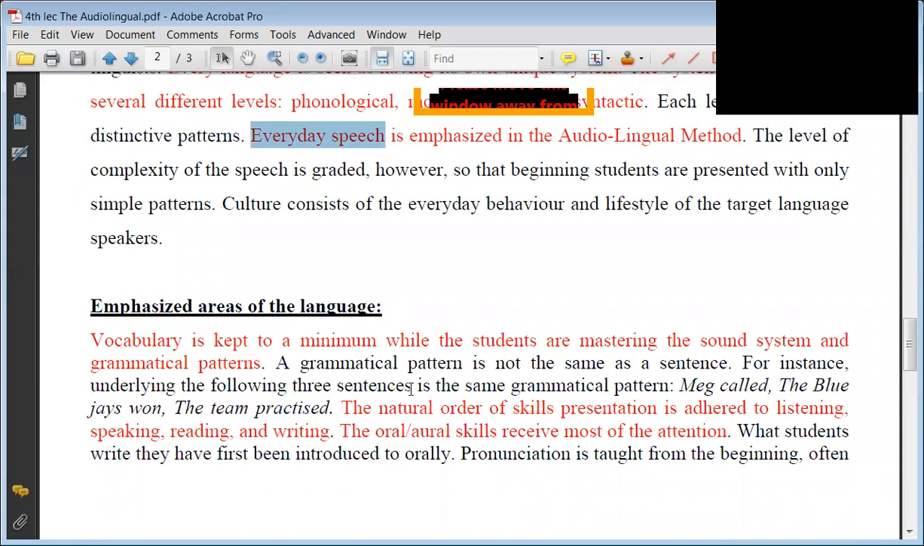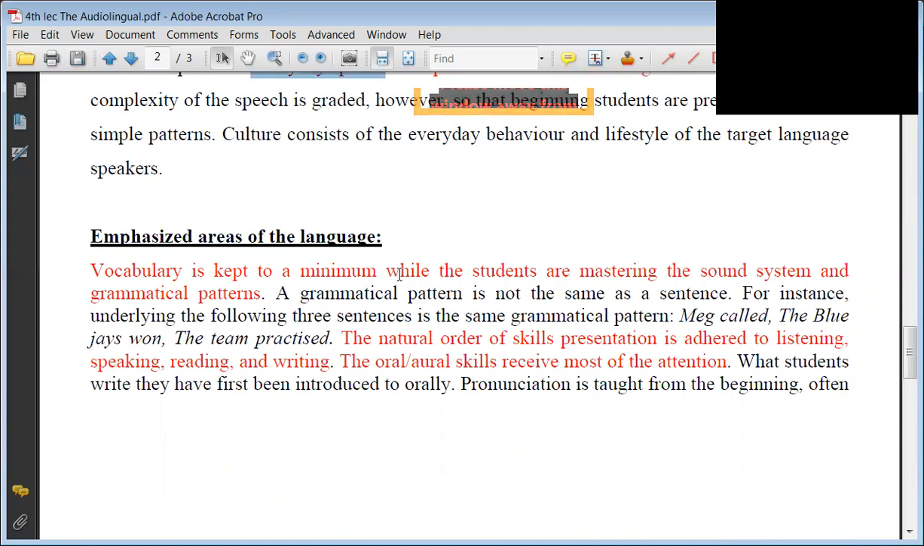As for the emphasized areas of the language, vocabulary is kept to a minimum while the students are mastering the sound system and grammatical patterns. So grammatical patterns and the sound system are of great importance, but they are not learned explicitly. They are given within the patterns. A grammatical pattern is not the same as a sentence. For instance, underlying the following three sentences is the same grammatical pattern: Meg called the Blue Jays, the team practiced. All these sentences have the same structure grammatically, but they are different when we say them. So there is a difference between the form of the sentence or the pattern and the grammatical rules used to construct this pattern.